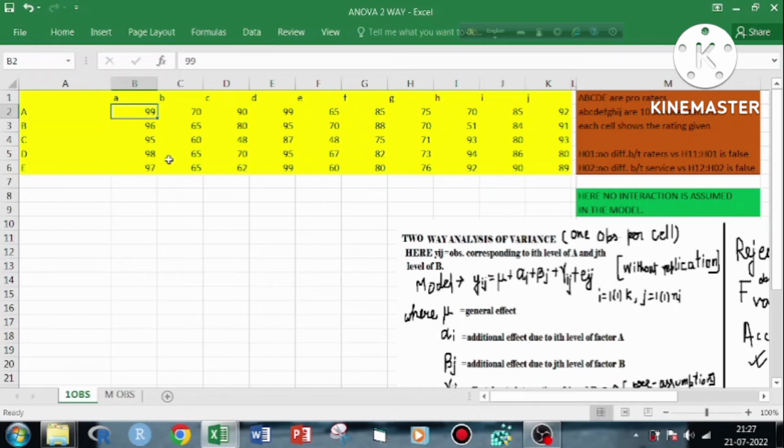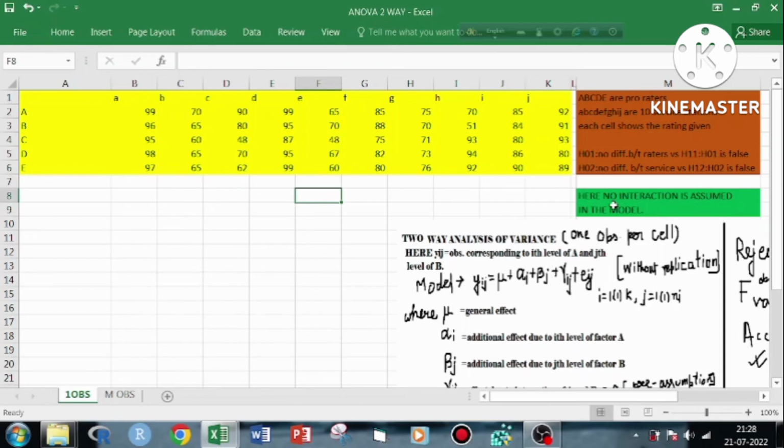So now our null here corresponds to that. There is no difference between the raters, that is, there is no significant effect on these ratings due to the raters. Against that, there is a significant effect due to the raters on these ratings. Our second null hypothesis is that there is no significant effect on these ratings due to the different service stations, against the alternative that there is a significant effect on the ratings due to the different service stations. And no interaction is assumed.